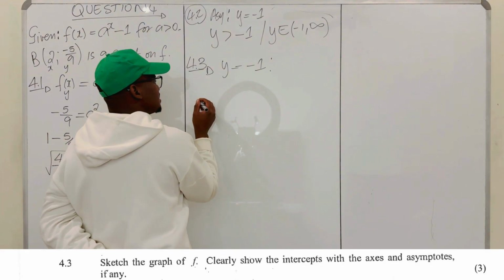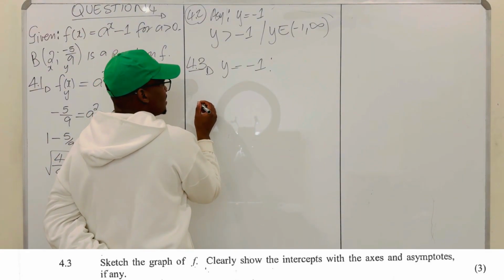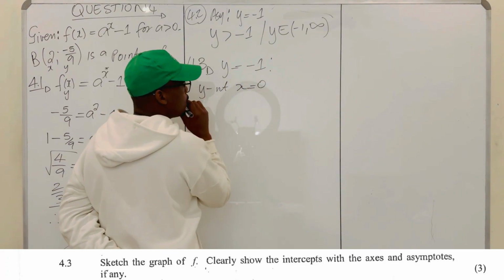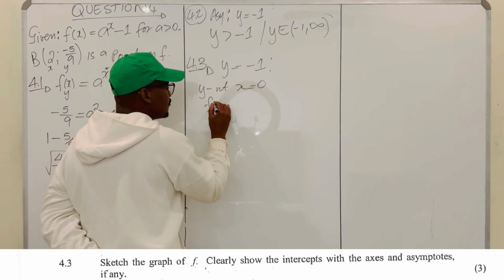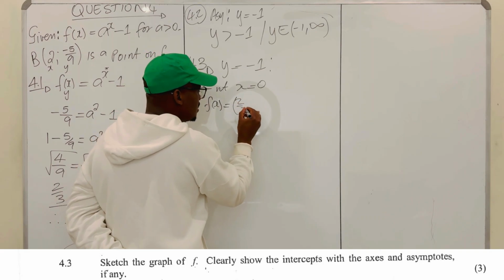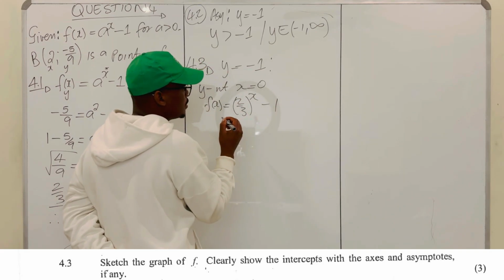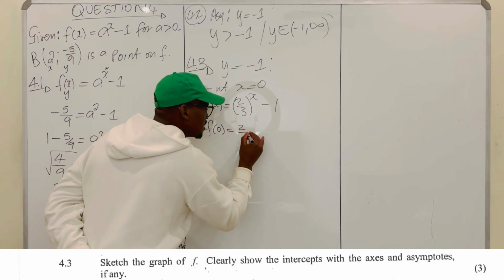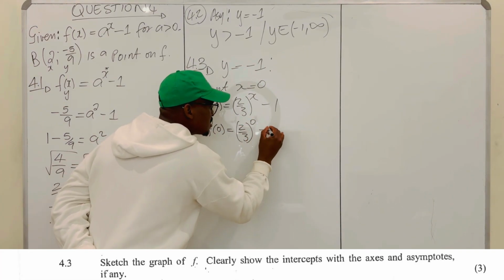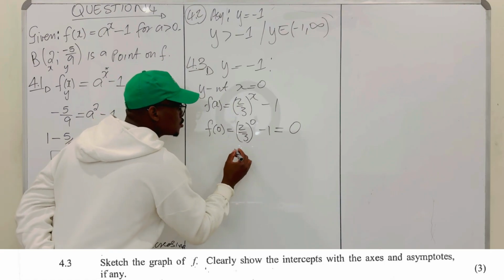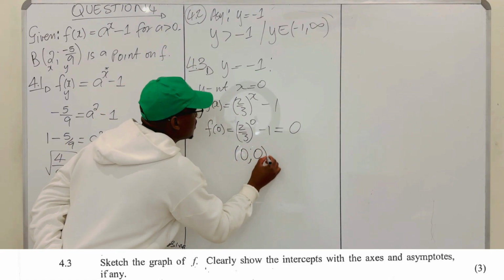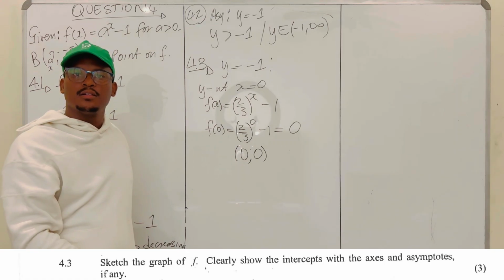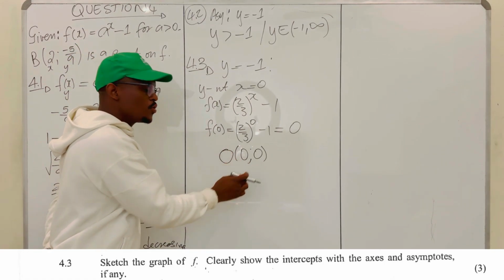Let's go and find the x-intercept and the y-intercept. For the y-intercept, x is equal to 0, right? So we have f of x is equal to (2/3)^x minus 1. Let's substitute our 0 there. We get that f of 0 is equal to (2/3)^0 minus 1, so this is equal to 0. So the x and y-intercepts are at the origin, 0 and 0.